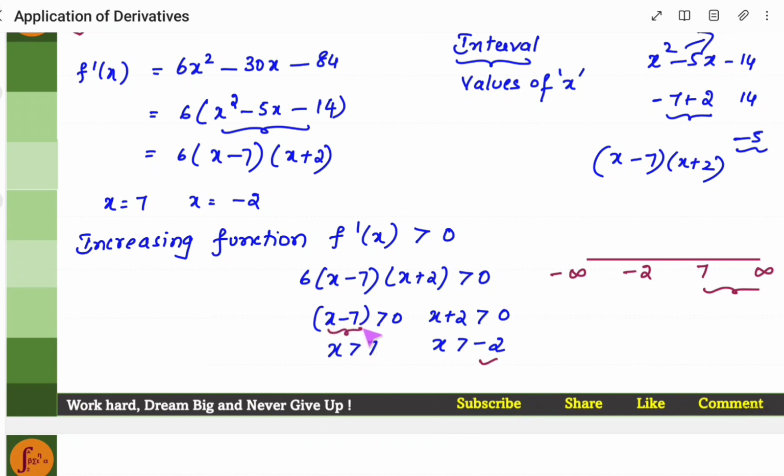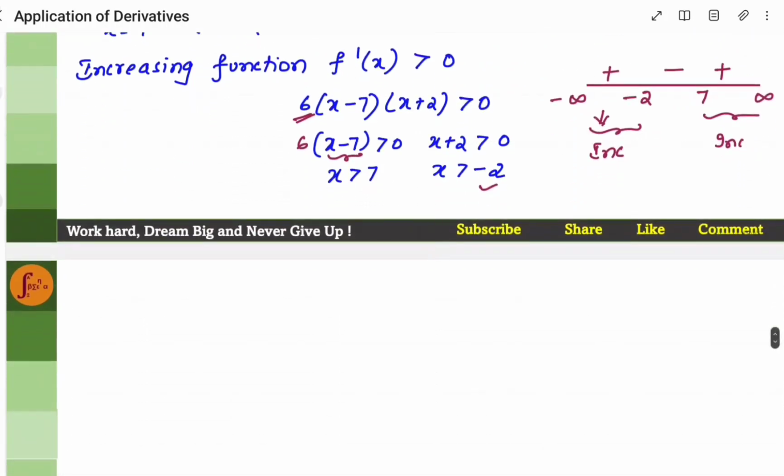The function that is giving 7 is x minus 7. Let's not forget this 6 here, right? You have 6 here. What is the coefficient of x? It is positive. When you multiply 6 with x, it's going to be positive only. So we'll start with plus sign here. Then alternate. So wherever there is plus, this is increasing. This is increasing.